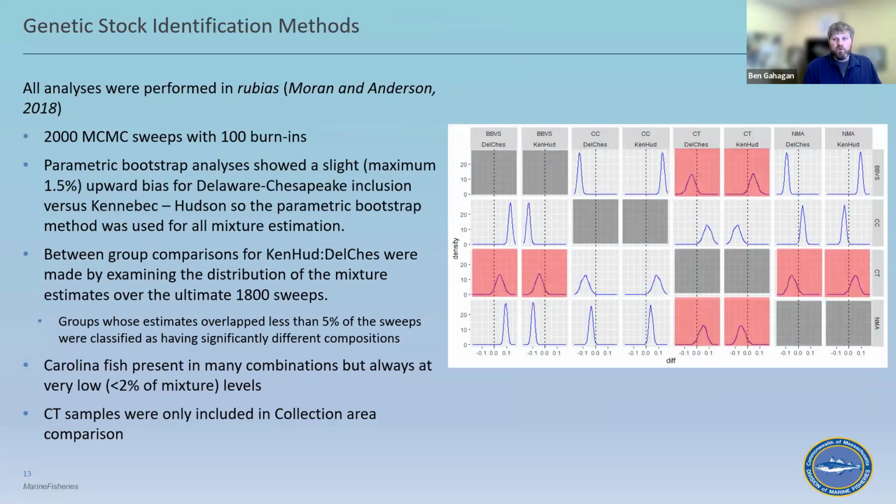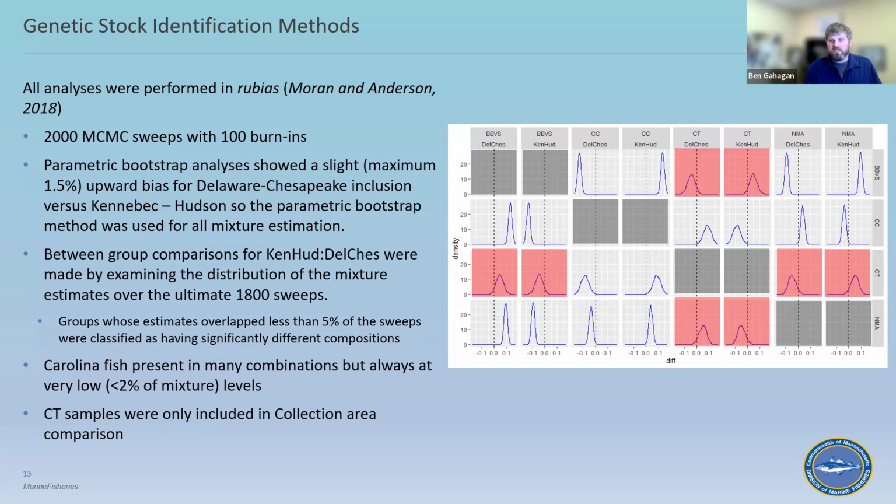So we used the program Rubias to perform all of our GSI analysis. Rubias uses Markov chain Monte Carlo methods to determine individual assignments and mixture estimates. And we found that the default settings delivered stable and reliable results while also minimizing computation time, with the exception that we did use parametric bootstrap analysis for our mixture estimates because we saw a slight upward bias in mixture estimates towards the Delaware Chesapeake.